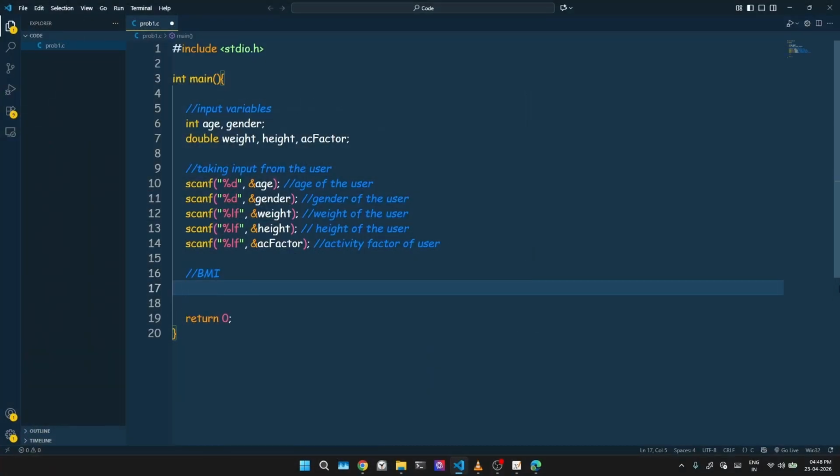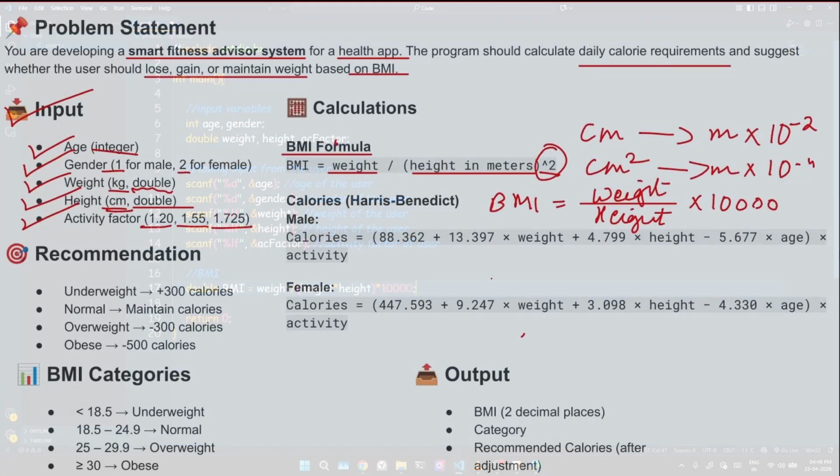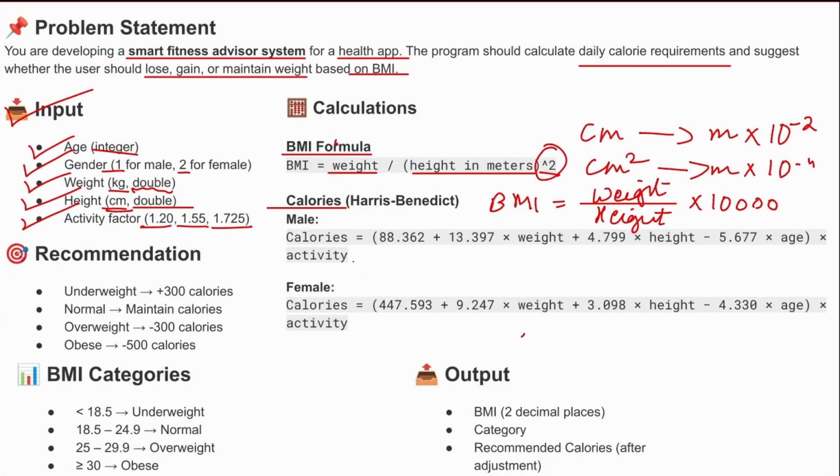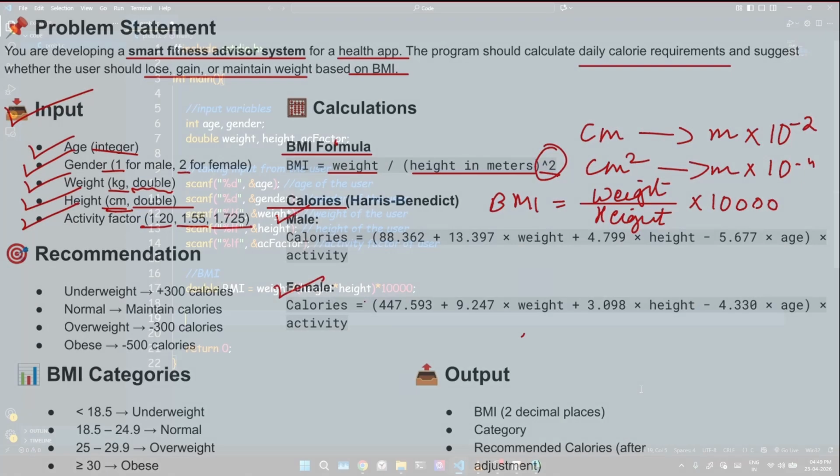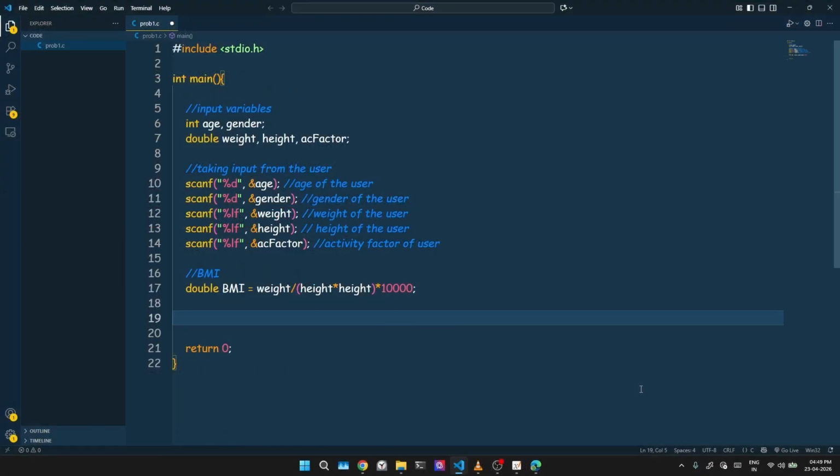Okay, so let's calculate the BMI. First we have to declare the variable. So BMI is the weight divided by height square and multiply it with 10,000. Now we need to calculate the calories, and it's different for male and different for female. So let's declare the variable for calories.